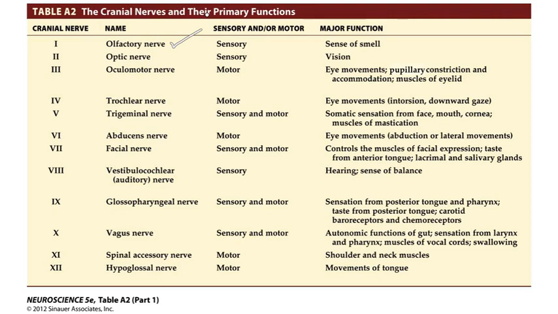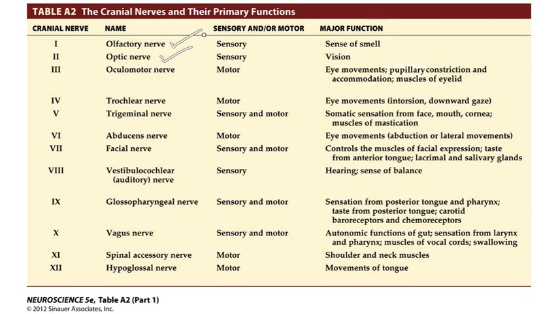And that structure in the brain is called the olfactory bulb. So when you see the olfactory bulb, don't mistake it for a cranial nerve. Know that that's part of the brain, but it's the part that receives cranial nerve 1. Okay, cranial nerve 2 is the optic nerve.